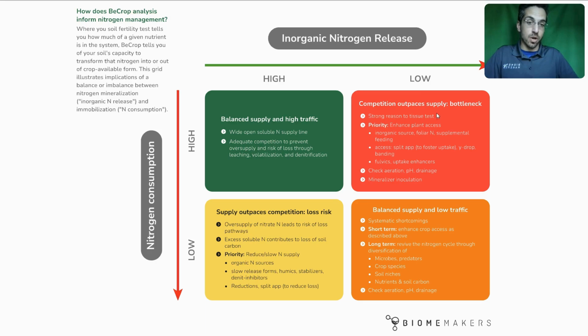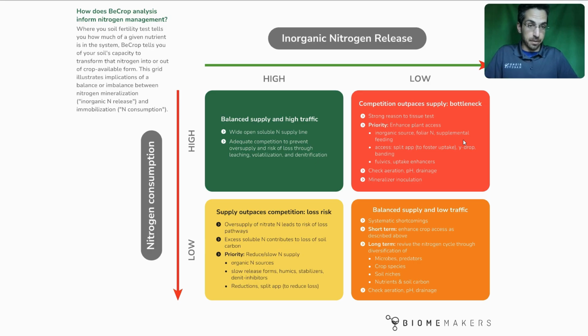This is the most important quadrant for tissue testing, for prioritizing plant access. So in the yellow quadrant, I want to slow supply. I want a more gradual release. I want to foster microbial uptake of nitrogen, perhaps by supplying carbon into the system. Conversely, in the red, I want to provide nitrogen more rapidly. It might be inoculating with organisms that can transform nitrogen into plant available form. It could be the use of fulvic acids. It could be the way that I apply.